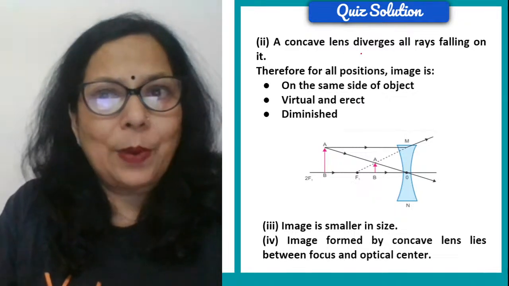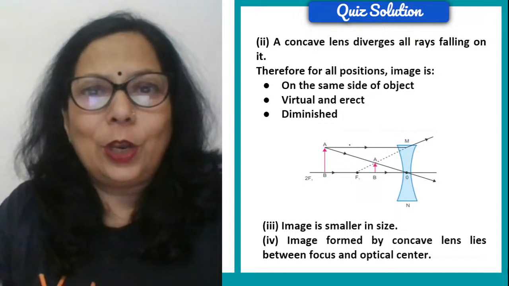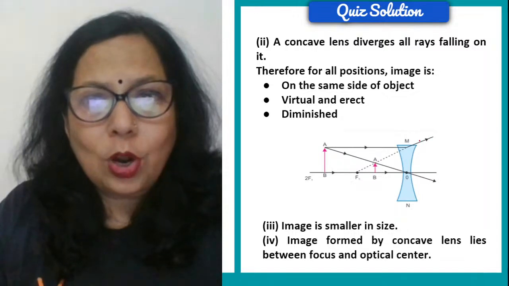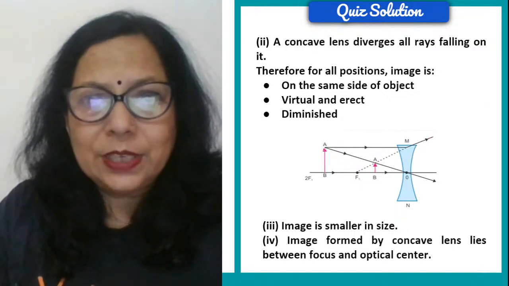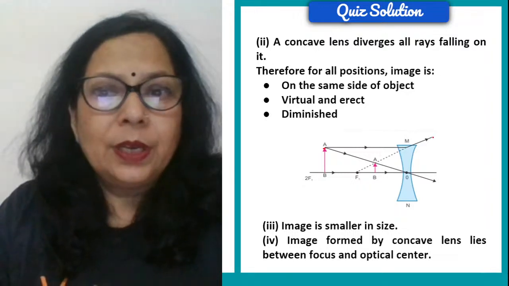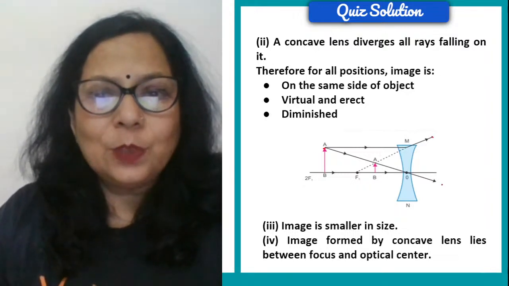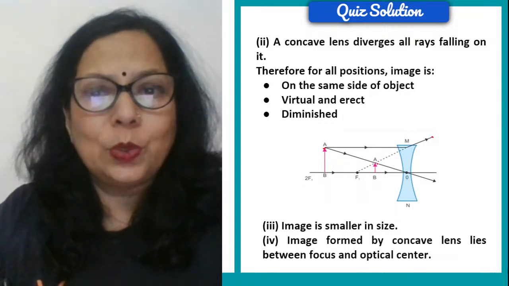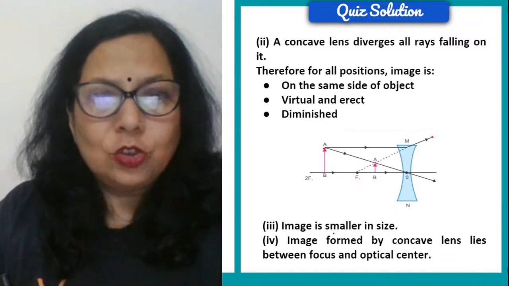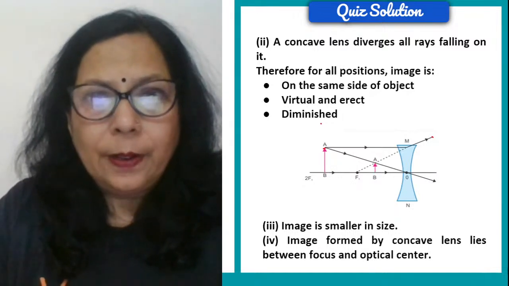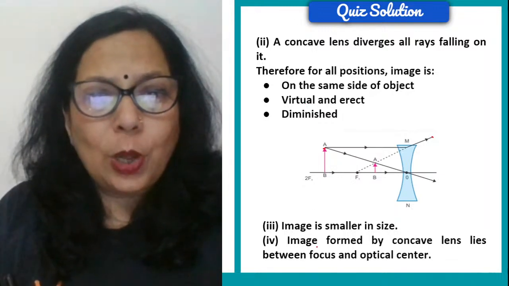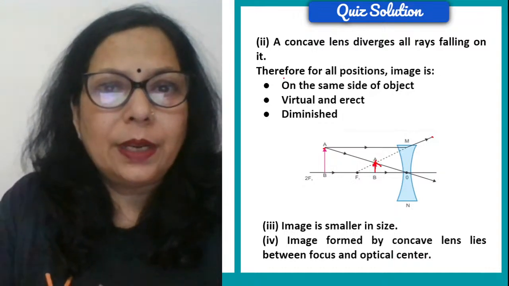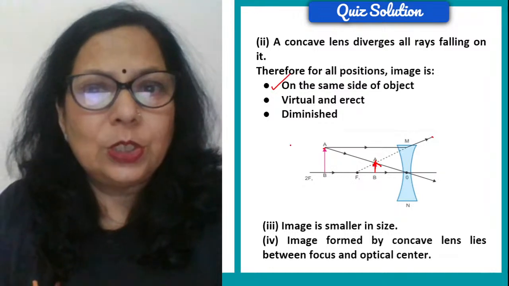A concave lens diverges all rays falling on it. That is why it is also called the diverging lens, right? Yes, if this is the object, this is the incident ray. It is refracted. The second ray passes through the optical center. They meet between the optical center and the focus. The image is virtual, erect, and diminished. So the image is smaller in size. The image formed by a concave lens lies between the focus and the optical center here. Right. So on the same side as the object: virtual, erect, diminished.